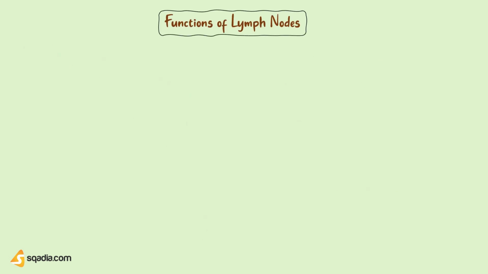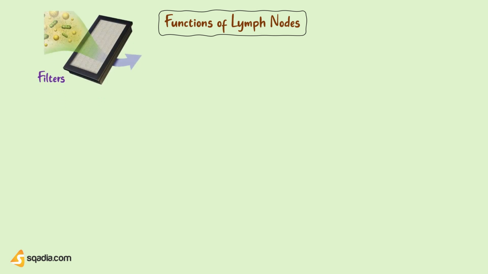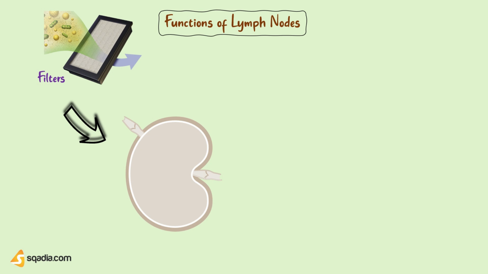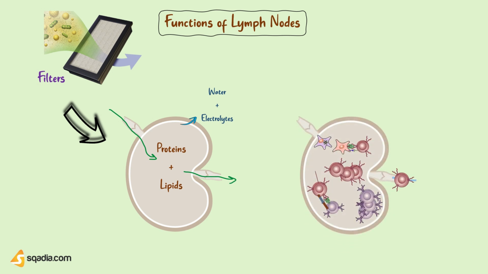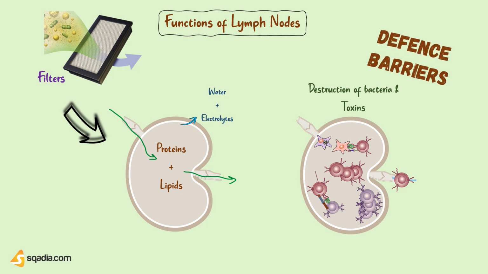We know that lymph nodes serve as filters that filter bacteria and toxic substances from the lymph. By this, filtration means when lymph passes through the lymph nodes, it is filtered. That is, the water and electrolytes are removed. But the proteins and lipids are retained in the lymph. Also, the bacteria and other toxic substances are destroyed by macrophages of lymph nodes. Because of this, lymph nodes are called defense barriers.